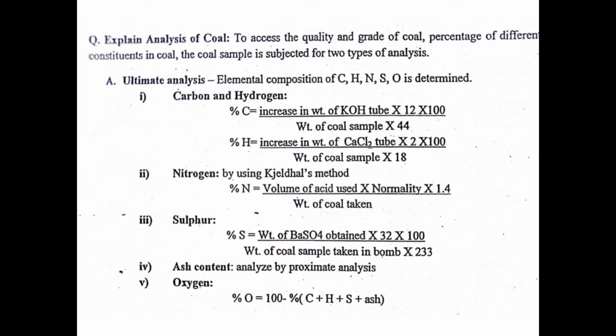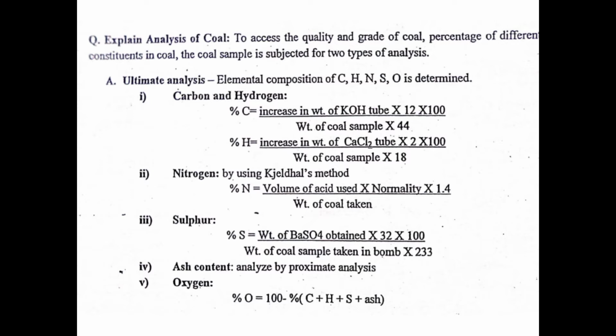carbon and hydrogen. Okay, the formula used for the percentage of carbon is increase in weight of KOH tube into 12 into 100 upon weight of coal sample taken, into 44. And the formula used for measuring the percentage of hydrogen is increase in weight of CaCl2 tube into 2 into 100 upon weight of coal sample into 18.